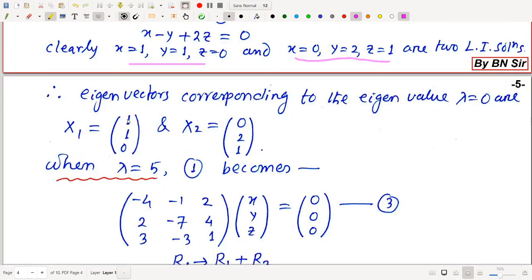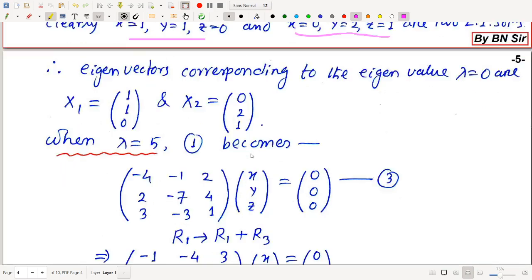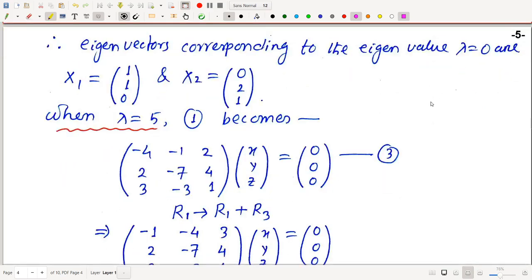So eigenvectors corresponding to eigenvalue lambda equal to 0: there are two eigenvectors we have got. The first one is 1, 1, 0 and the second one is 0, 2, 1. So two eigenvectors we have got corresponding to the eigenvalue lambda equal to 0. Now we shall see for lambda equal to 5.